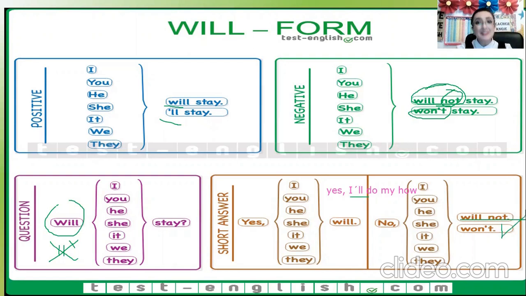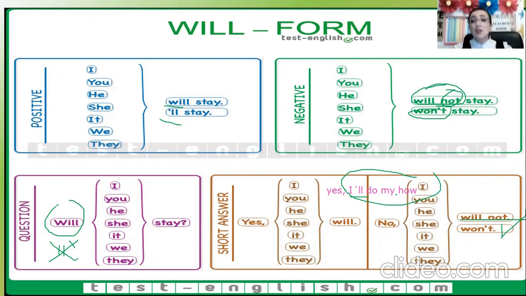Here we can accept this, won't. Yes, indeed. But please, never use a contraction with affirmative answers. Yes, I'll, no. Yes, I'll do my homework. Yes, you'll do your chores, whatever you want, but it has to be complete. Because imagine, it is going to be a short answer and you are shortening it more. No, that is not possible. But indeed, when you are answering no, you can use contractions or you cannot use contractions, okay?